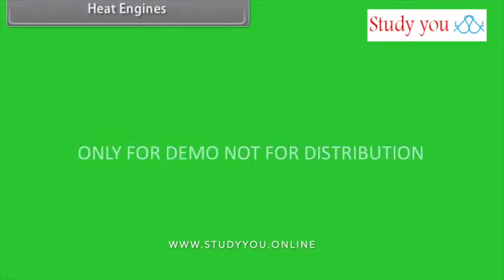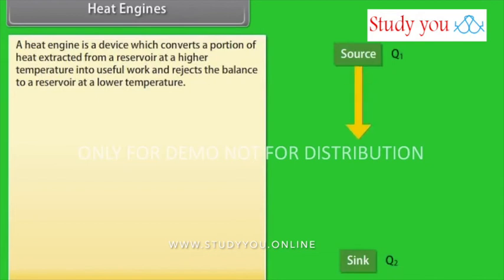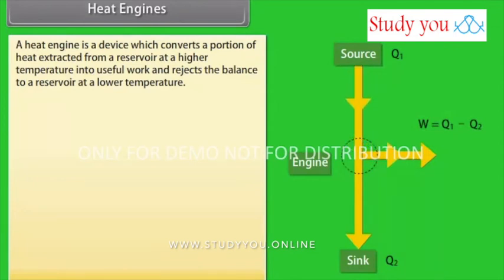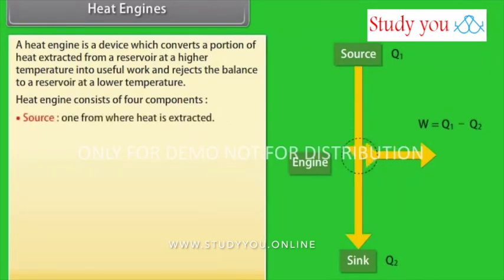Heat engines. A heat engine is a device which converts a portion of heat extracted from a reservoir at a high temperature into useful work and rejects the balance to a reservoir at a lower temperature. Heat engines consist of four components. Source. From where heat is extracted. Sink. Where a part of heat is rejected.